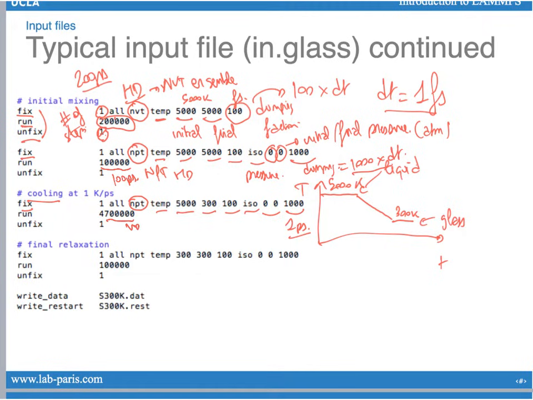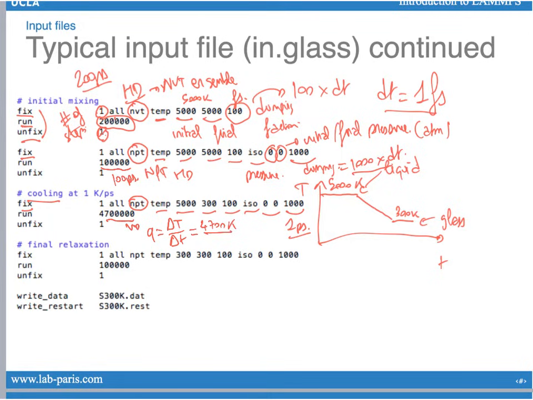The cooling rate is the change of temperature per unit of time. So in this case, the change of temperature is we go from 5000 to 300. So the change of temperature is 4700 Kelvin. This is the change of temperature.